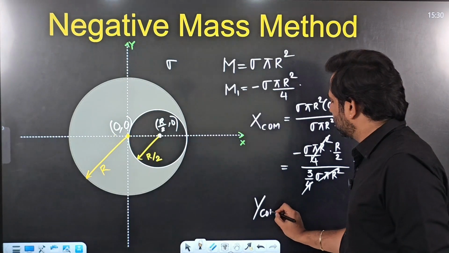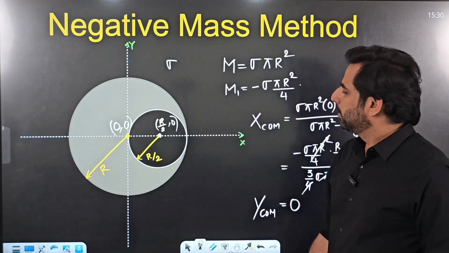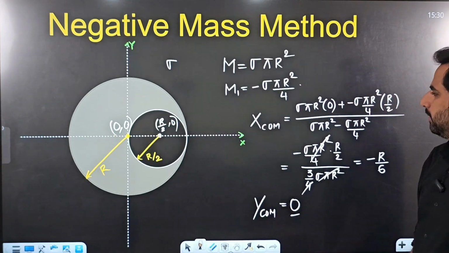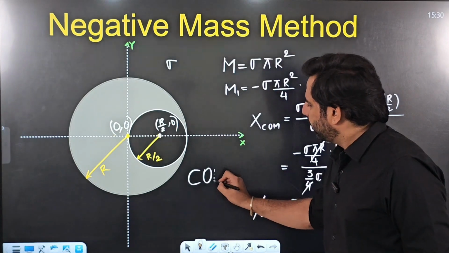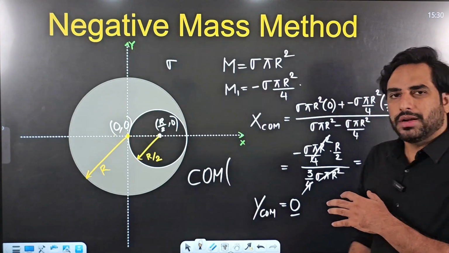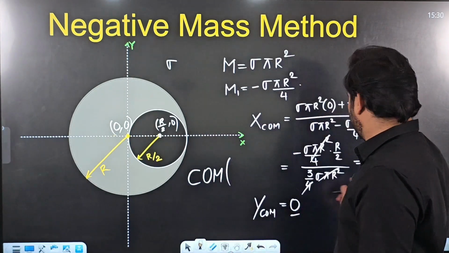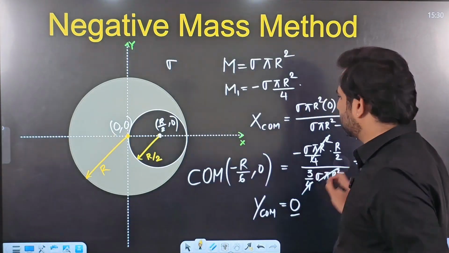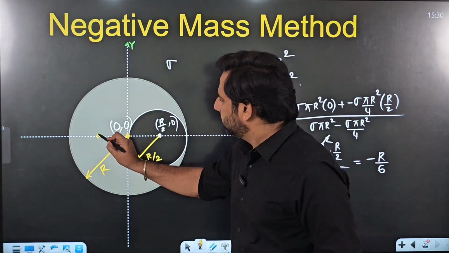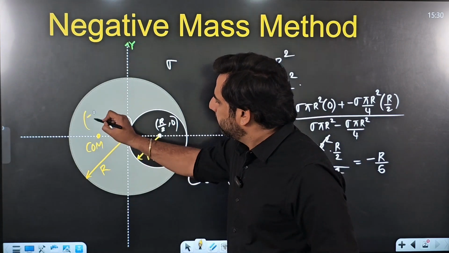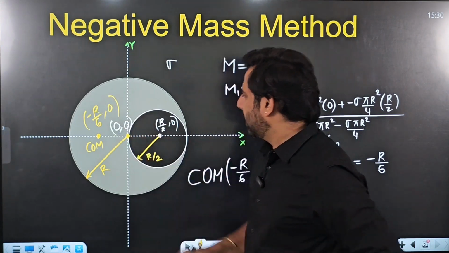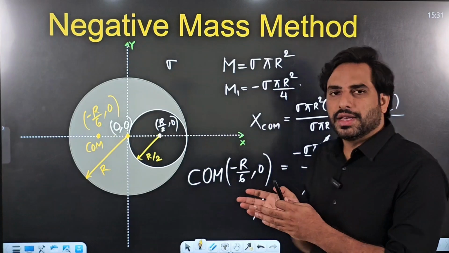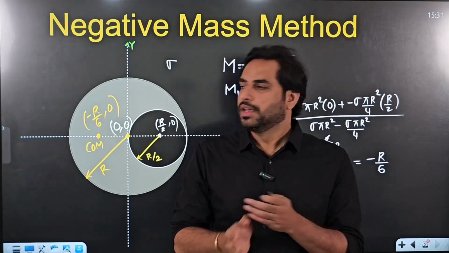And the y coordinate of center of mass is evidently 0 because the y coordinates of m as well as m1 are both 0. So the y coordinate of center of mass of the system is 0. So finally we arrive at the center of mass of the system, which is nothing but the disk with a cavity, having coordinates minus r by 6 comma 0. So the position of center of mass is to the left of the origin. This is the center of mass. The coordinates are minus r by 6 comma 0, which means that after removing the mass from the disk, the center of mass has shifted a distance of r by 6 to the left of the origin.